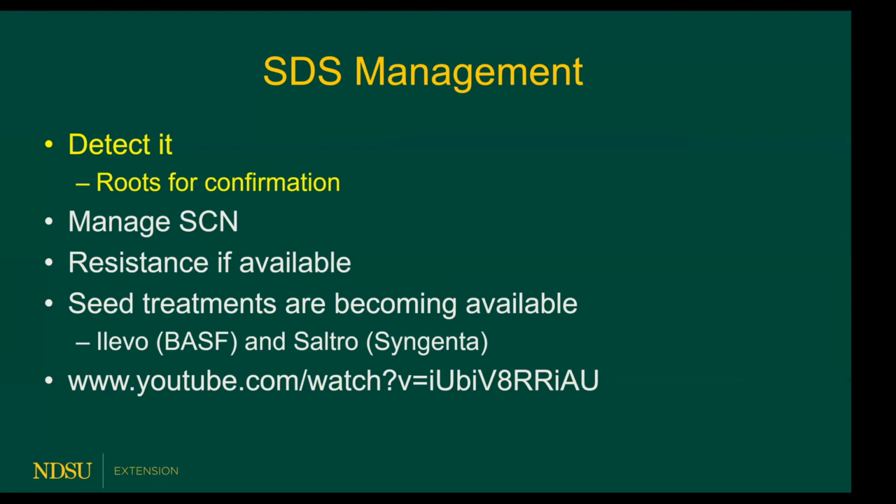Okay, a little bit about managing sudden death. The first thing is we want to look for it. The second thing is we want to manage soybean cyst nematode because they're synergistic, they act together. Resistance, if available, that's unclear in the maturity groups to me. I'm not so sure how much we've got. And then there's seed treatments that are becoming available. And that link down there will take you to a YouTube video.